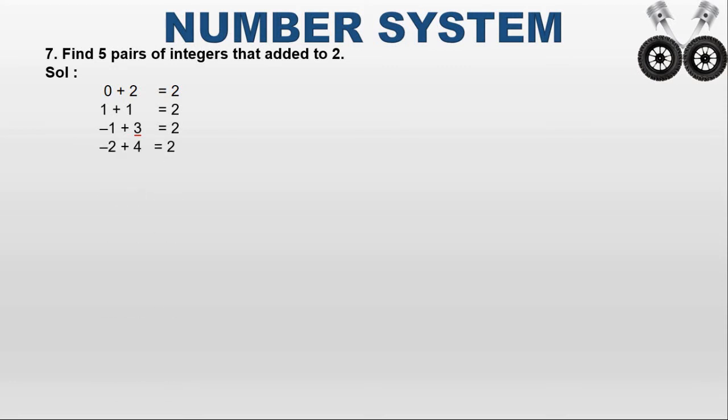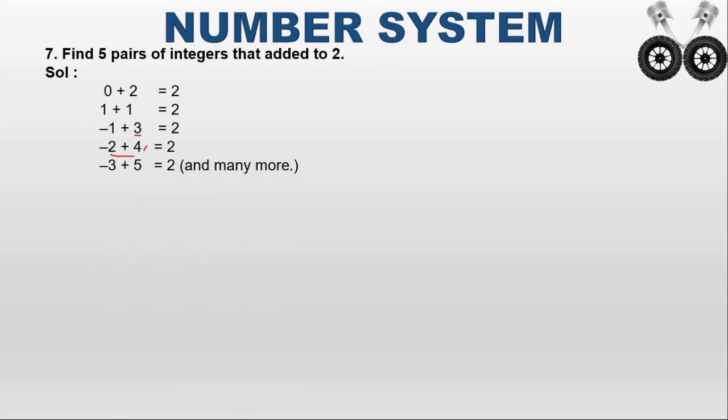What is the next example? Minus 2 plus 4. So here both the integers are having different signs. That means you have to subtract. So 4 minus 2 equals 2. What is the biggest number here? 4 is the biggest number. It has the positive sign. You have to put it as plus 2.